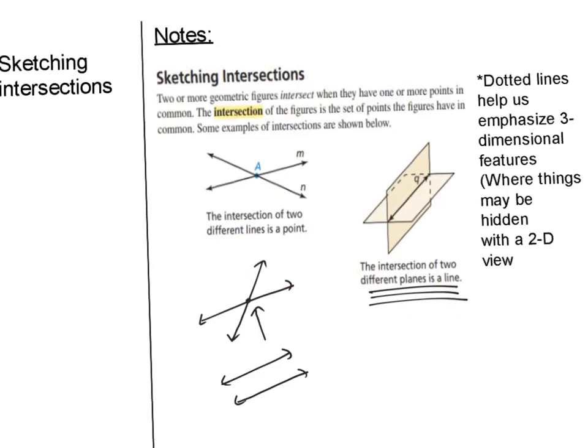Because I forgot to record, I'm just going to say this again really quickly. The intersection of the figures is a set of points the figures have in common, and then we have two examples: two lines which intersect at a point or can be parallel and never intersect, and planes, which are new, which can intersect in a line, not a point. Let's move on.